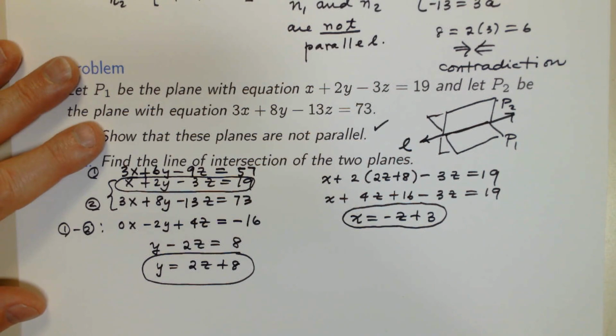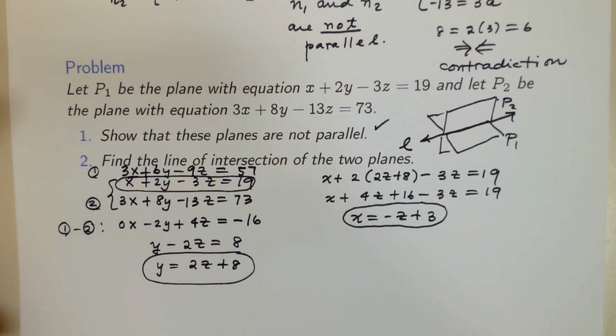Okay, so now this is phase 2. Phase 1 was getting y in terms of z. Phase 2 is using back substitution to get x in terms of z. And we just have to acknowledge that z is free to be whatever it wants to be. z in some sense is going to end up being the parameter for our line.